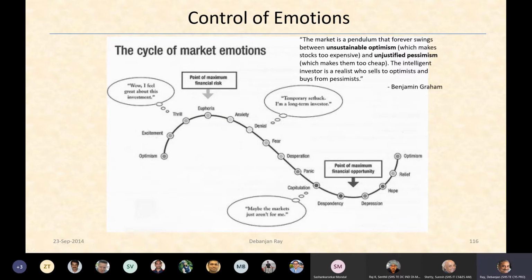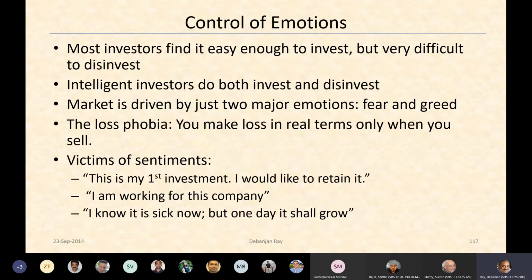Okay. So again, I quote the very important thing from Benjamin Graham. The market is a pendulum that forever swings between unsustainable optimism, which makes the stocks too expensive, and the unjustified pessimism, which makes them too cheap. The intelligent investor is a realist who sells to the optimist and buys from the pessimist.